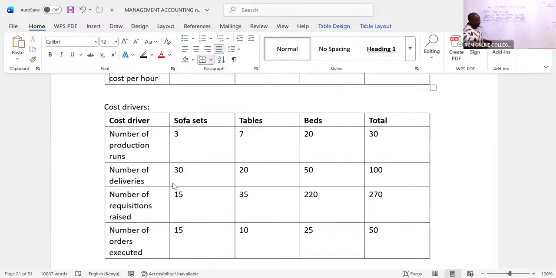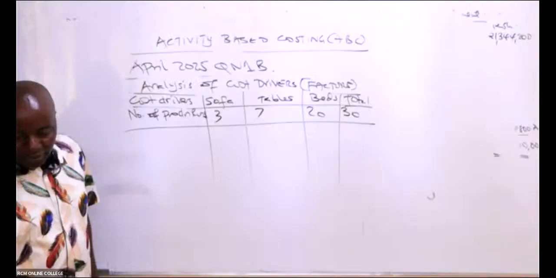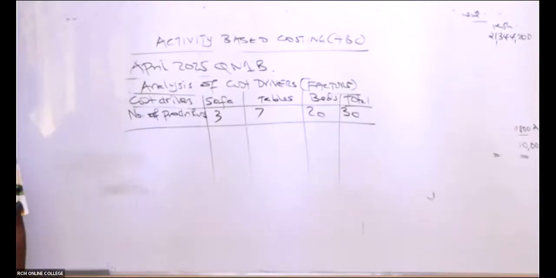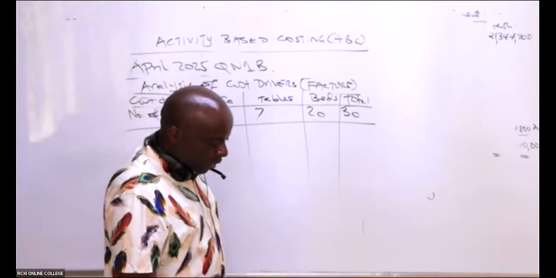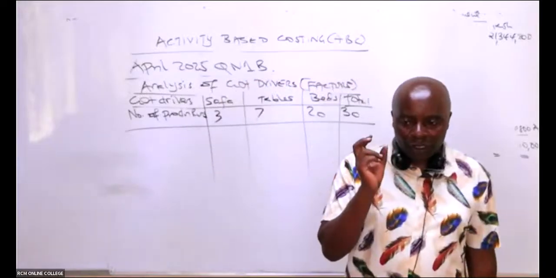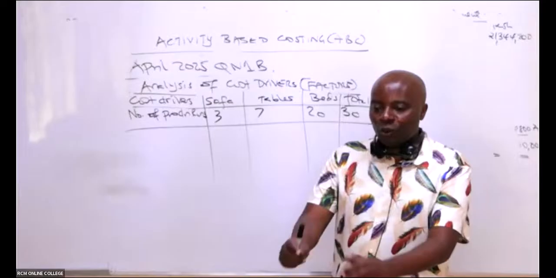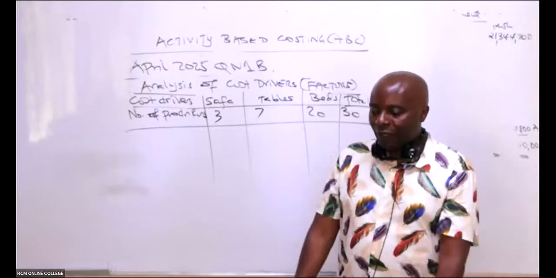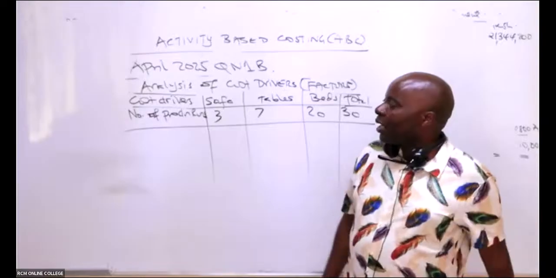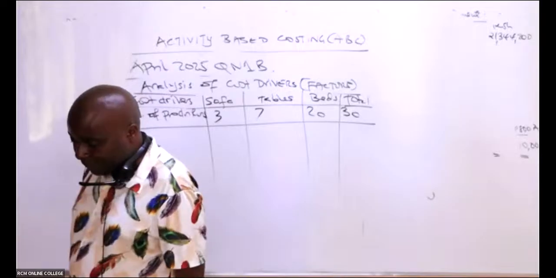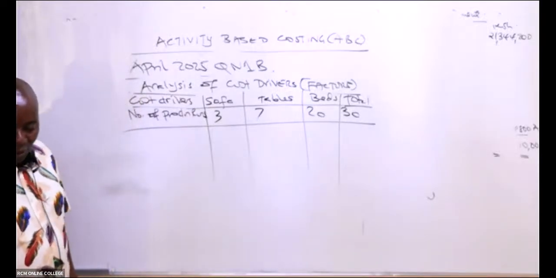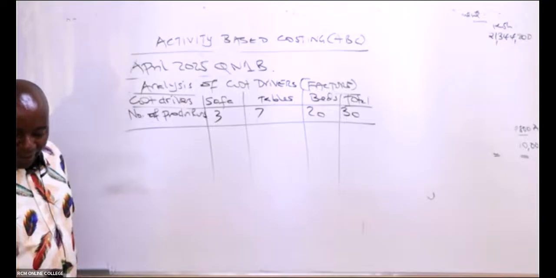Let me just drop my screen here for the online students to see the structure of my table. So you're doing analysis. Whenever they tell you to use activity-based costing, first of all, you must do an analysis of the cost drivers. Very, very important. The first one, we have here number of production runs.